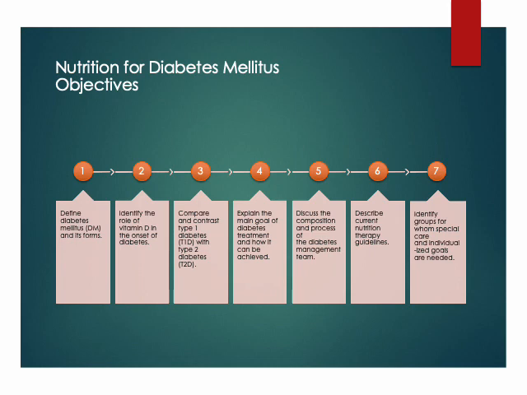You should be able to explain the main goal of diabetes treatment, how it can be achieved, and start thinking about the composition and the process of diabetic management and the team that is required. I'm talking about the interdisciplinary team that is required to help patients meet their nutrition therapy goals. And lastly, you'll be able to identify groups for whom special care and individualized goals are needed.